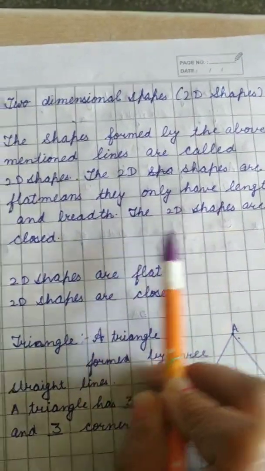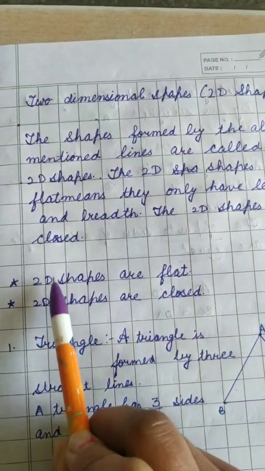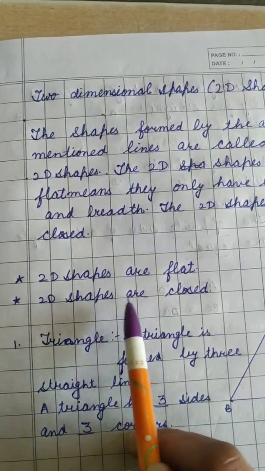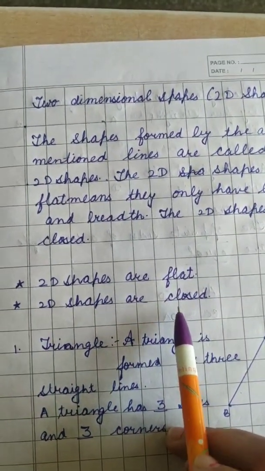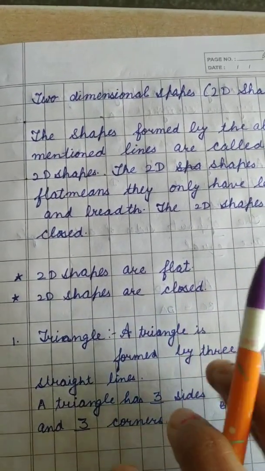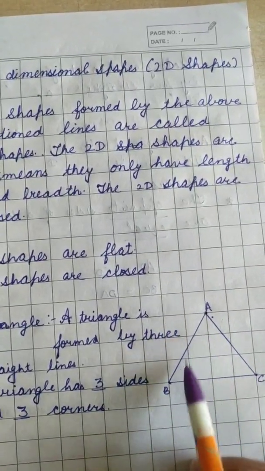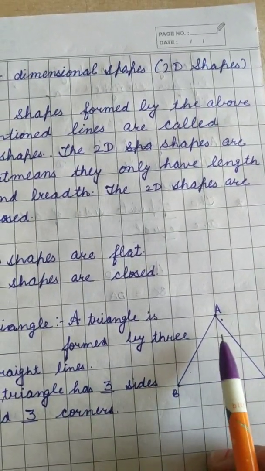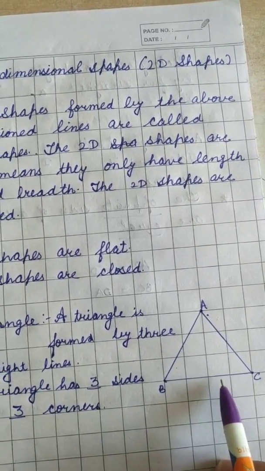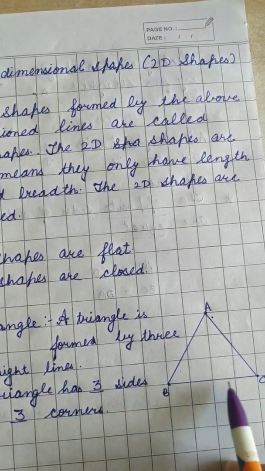The 2D shapes are closed. From the above mentioned paragraph, we have concluded 2 points, that is 2D shapes are flat and 2D shapes are closed. Means the shapes which we are going to do now, they all will be closed. Okay, they don't have any open side. See, here in this picture, all the sides are joining together to form a closed shape.